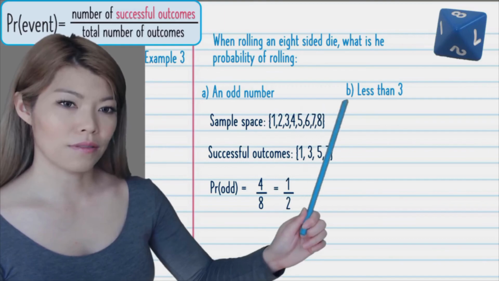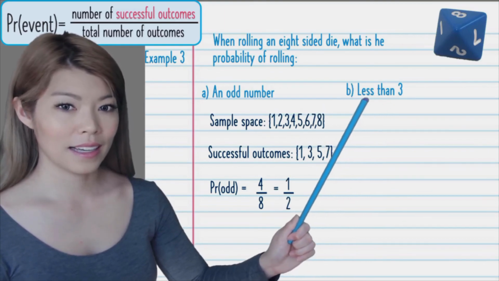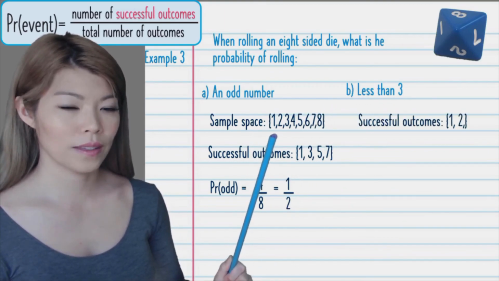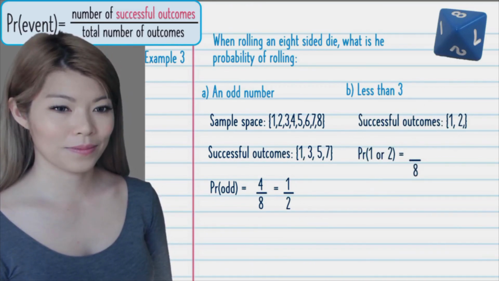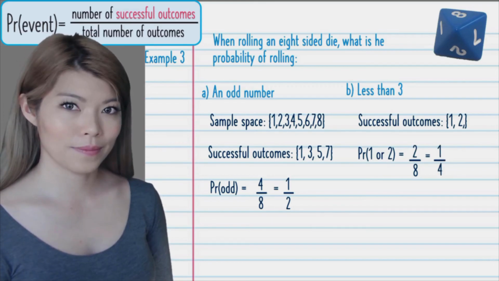The probability of, let's say, less than 3, then it will be 1 and 2. So the probability would be 2 over 8, which is a quarter.